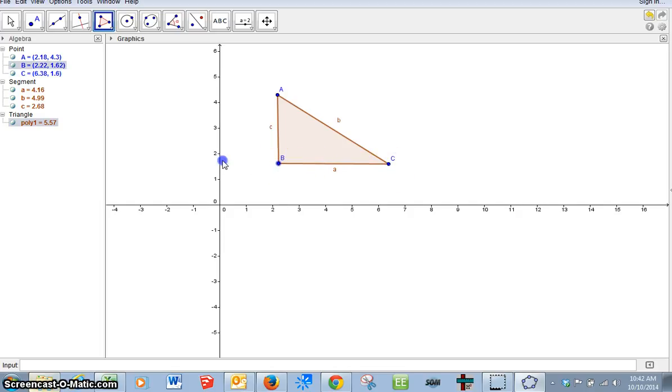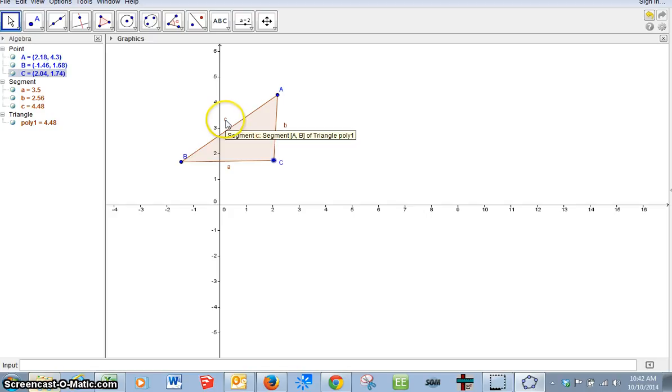The side with vertex B across from, or the vertex given by capital B across from the side with lowercase b, and C customarily is the name for the right triangle, the right angle in a right triangle, and it's across from the hypotenuse, as you know.